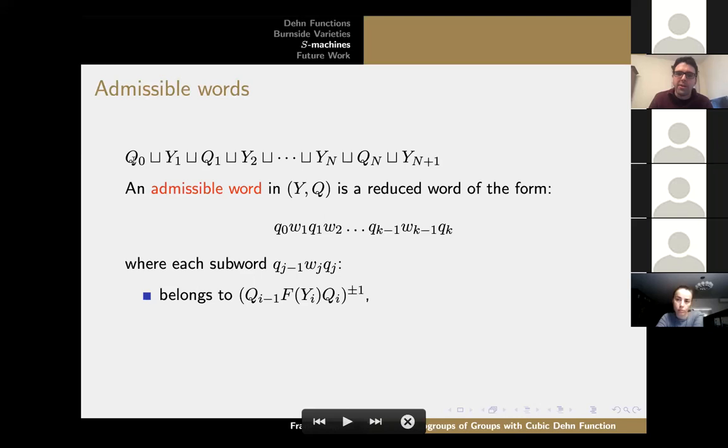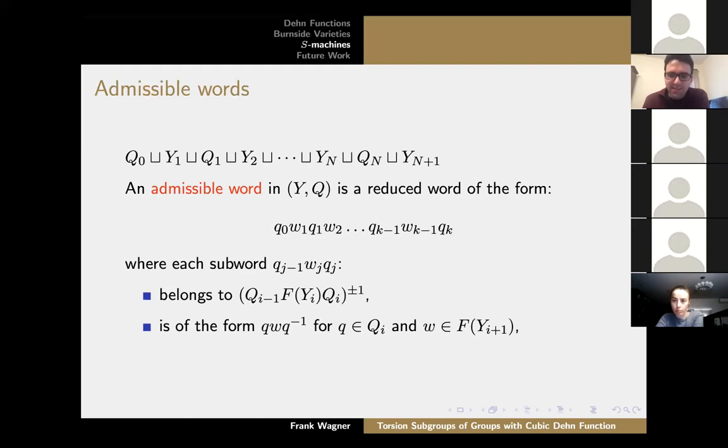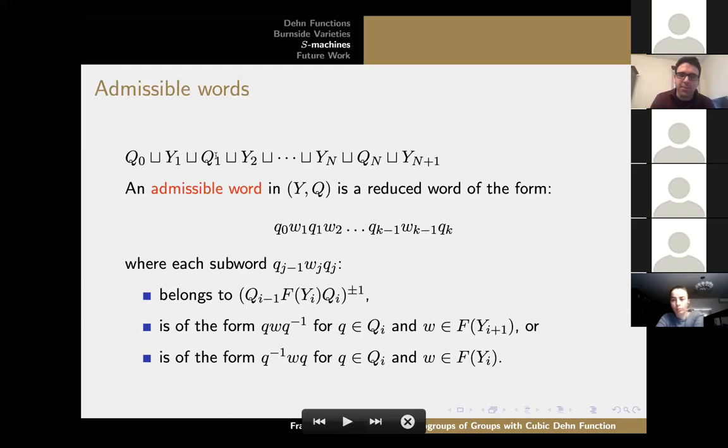Okay. I could also have Q, W, Q inverse. So I could just look at some element from Q0, followed by a word from Y1, and then back to the same element, but its inverse in Q0. I have a question. So is it deterministic or not necessarily? It is non-deterministic, yes. Okay. And then the final situation is just basically the inverse of that. You take an element from Q1 inverse, a word over Y1, and then an element from Q1.